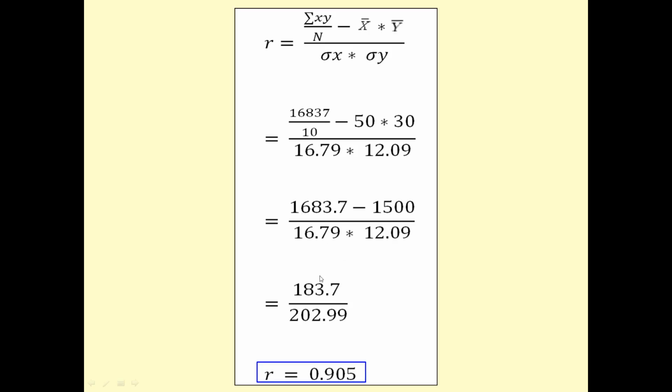The subtraction is 183.7 and the multiplication results in 202.99, and in this manner we can calculate the Pearson's product moment correlation coefficient, which is 0.905.